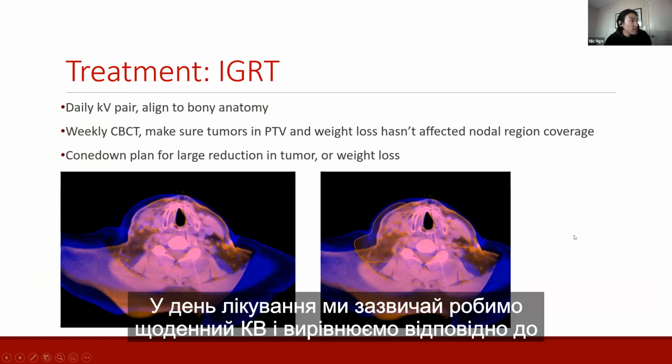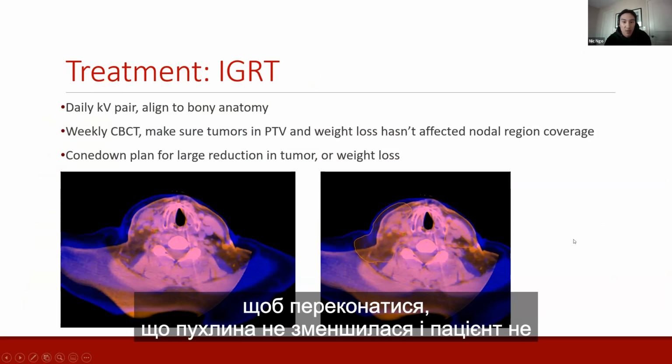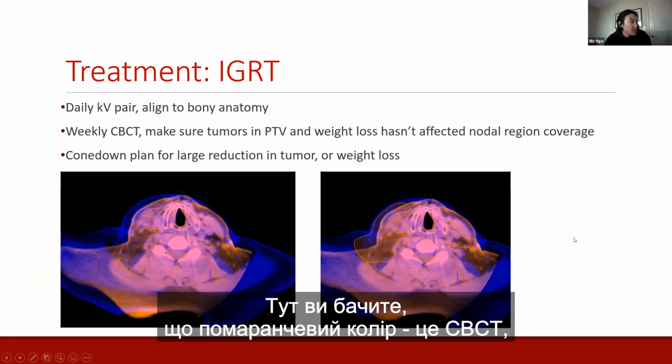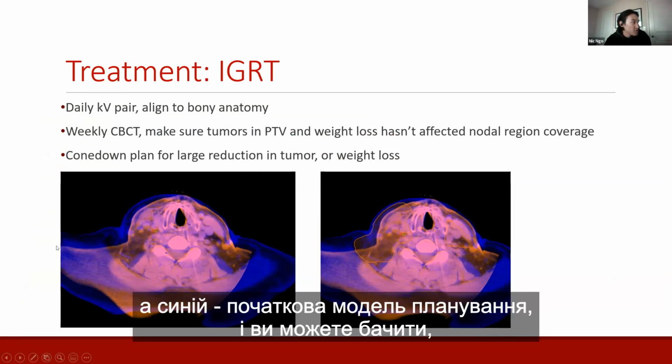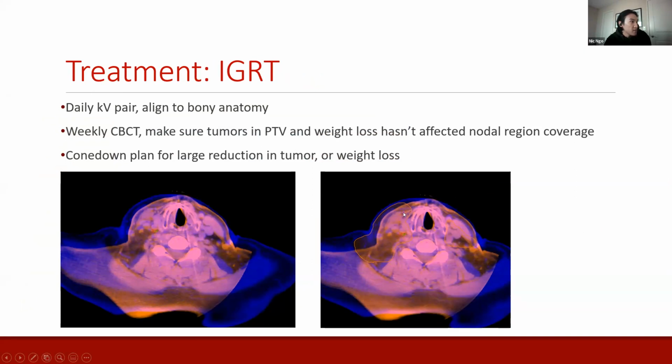On the day of the treatment, we usually do daily KV and align to the bony anatomy, and then we'll do weekly CBCTs just to make sure that the tumor hasn't shrunken or the patient hasn't lost weight. You can see here that the orange is the CBCT and the blue is the original planning sim. And you can see that the patient does not fit into the sim anymore. And the PTV is now outside the body. It doesn't line up too well.